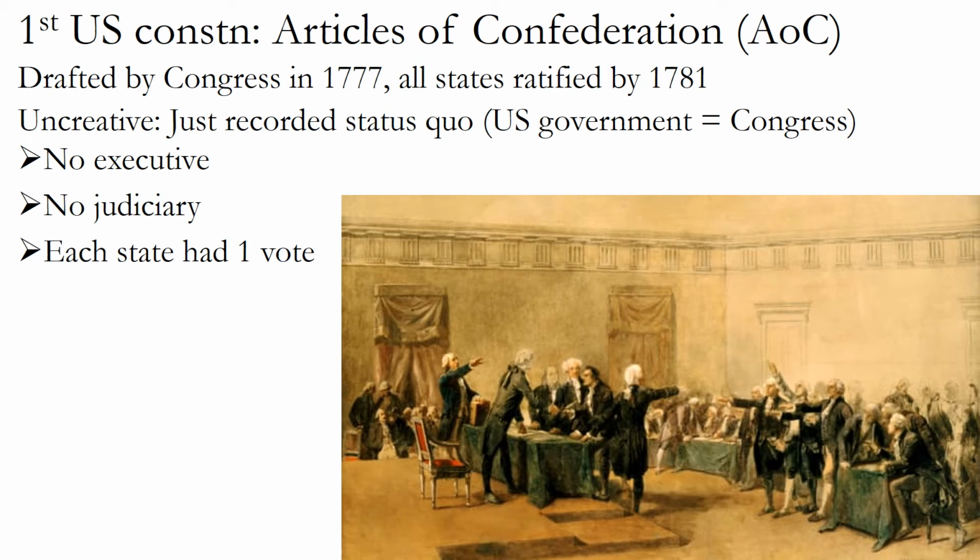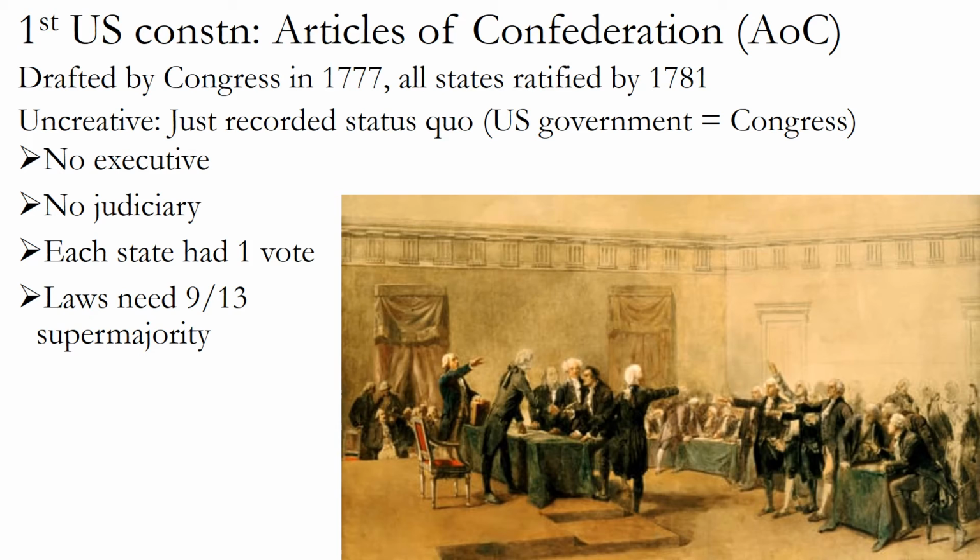Now, on one hand, one vote per state sounds fair, but the states had really different population levels. Like, Georgia had barely 40,000 people, and Virginia had more than 400,000 people. So Virginia has 10 times more people, but the same amount of power in the U.S. government? That didn't feel right. Not to the Virginians, at least. The Georgians thought it was a smoking deal.